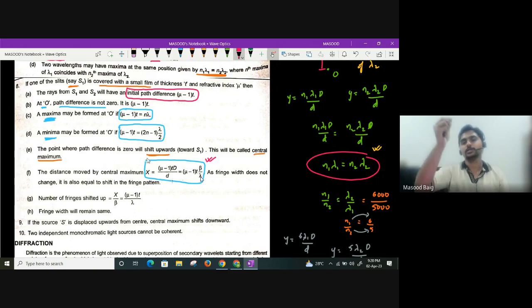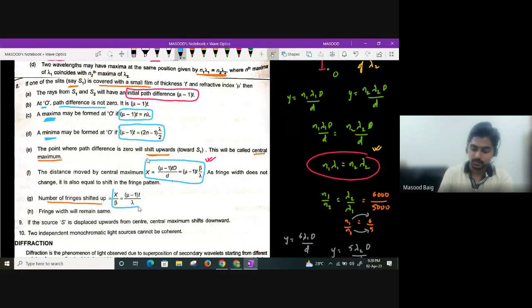So if central maxima is shifting, fringes will also shift. How many fringes are shifting? They are asking, guys, the number of fringes shifted upwards. It is also a very important formula. It will be mu minus 1 into t divided by lambda. So this is also an important case. However, the fringes are shifting, but fringe width will not change. And I have already said, if source is displaced upward, central maxima will shift downward. I have said this point, so I'm not discussing that.